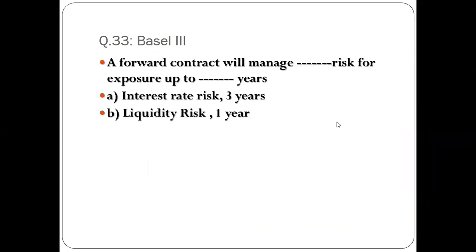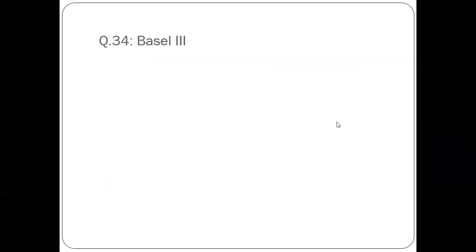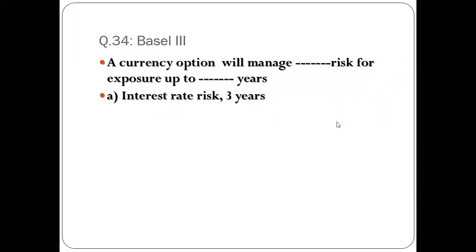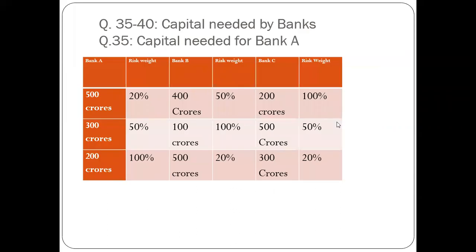Forward contract will manage only exchange rate risk, because this question also they will ask. Risk management: which product is used to manage exchange rate risk? Forward contract manages exchange rate risk for a period of maximum 1 year. They will give options, pick up the correct answer. And currency option again manages exchange rate risk up to 1 year only. These are all hedging products.